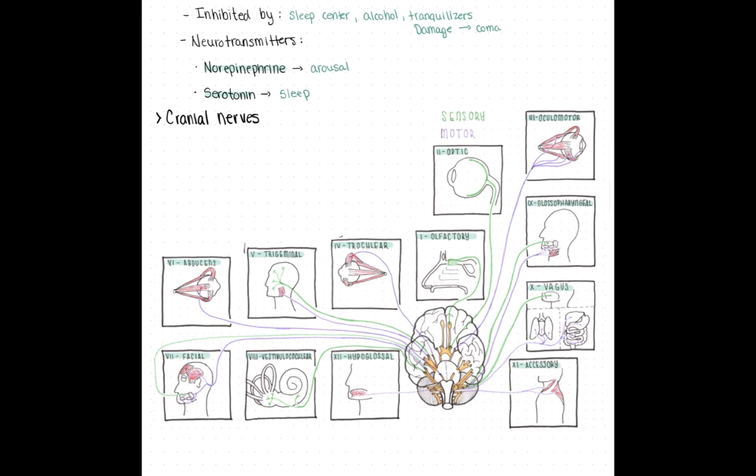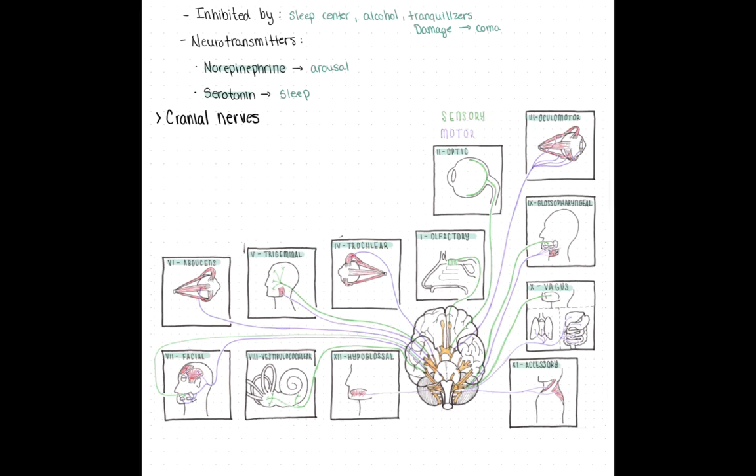Cranial nerve number 4 is down here, the trochlear nerve. Again, this is motor. It's a nerve that controls a different muscle from the oculomotor, but it controls a muscle that controls movement of the eye.